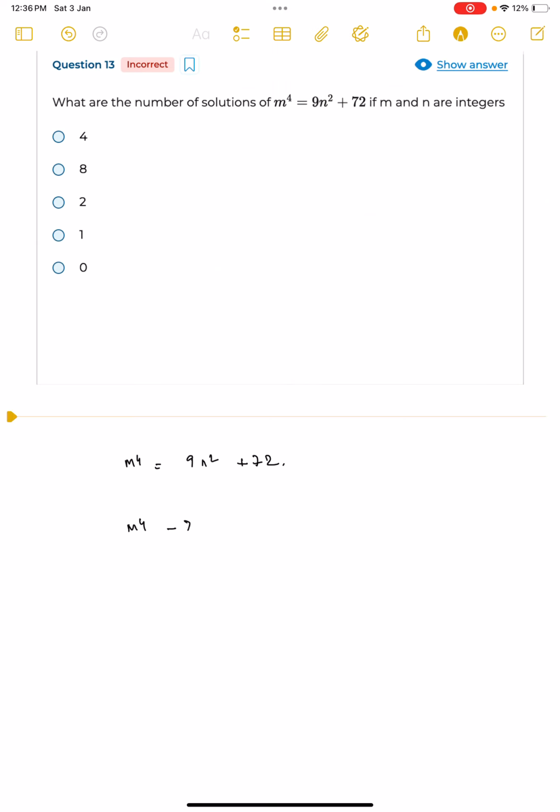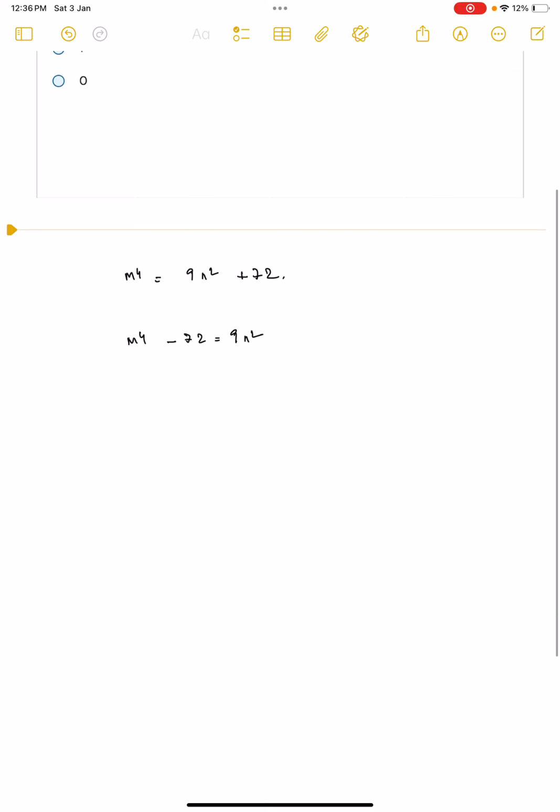m to the power 4 minus 72 is 9n square. What it means is that because n square is an integer and m is also an integer, m to the power 4 is congruent to 72 mod 9. Basically, m to the power 4 minus 72 should be divisible by 9, or m to the power 4 is congruent to 0 mod 9.